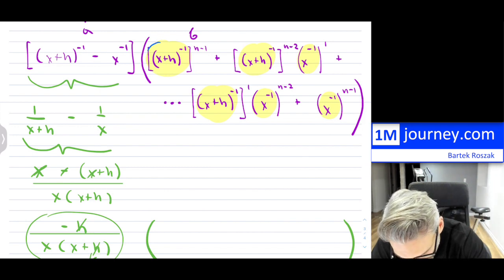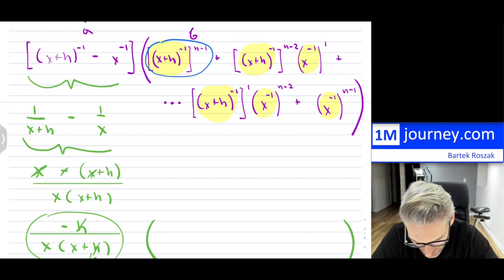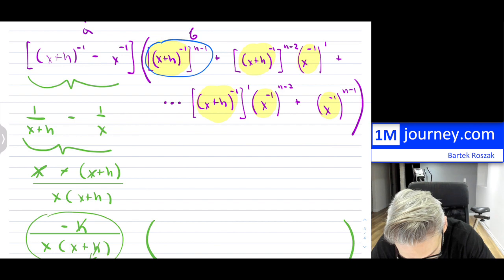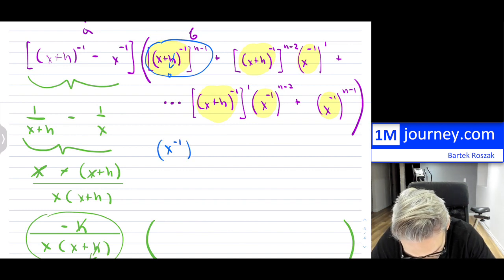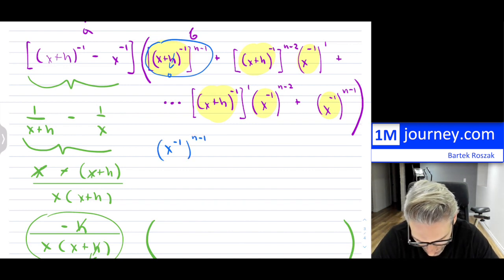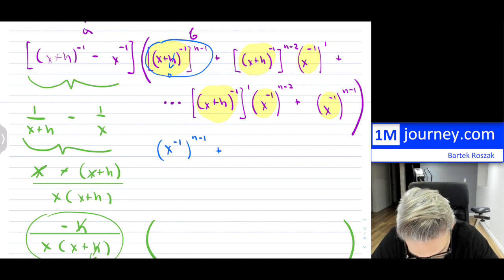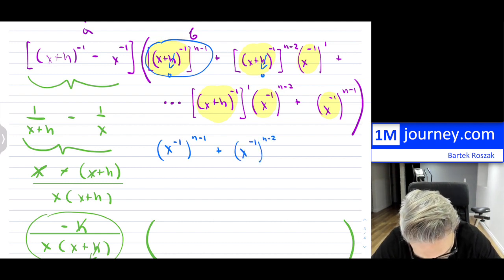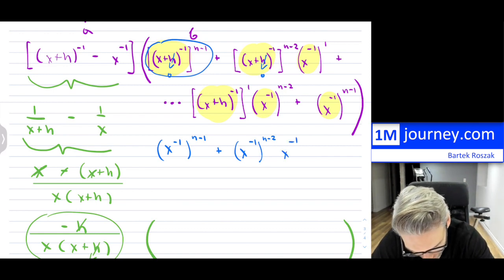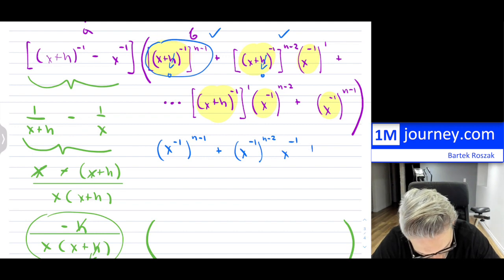So the first one is this right here. As h is approaching 0, what I'm going to get is that h is 0, right? So this is going to be x to the -1, and this is going to be n minus 1. So that's what this will be, plus. Now again, h is approaching 0, so I'll have x to the -1, and this is n minus 2, times x to the -1. So that's this term, now this term, plus.